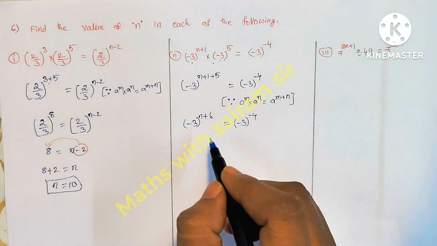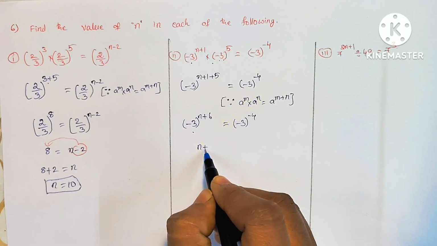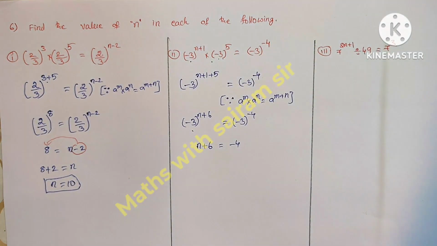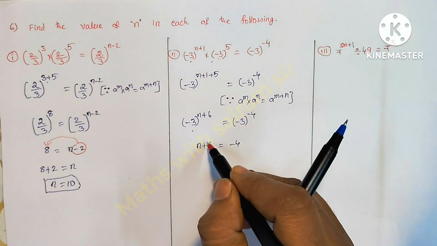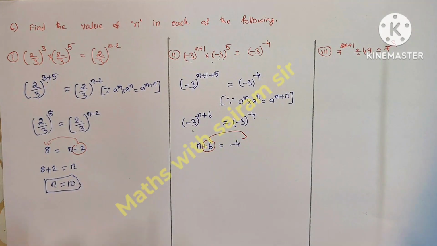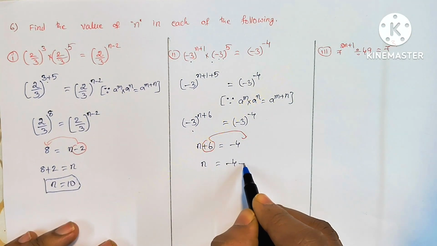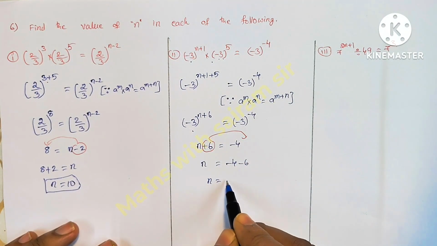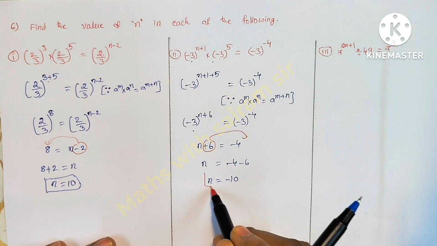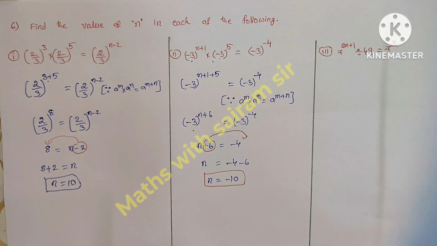Here also, as the bases are equal, we can equate the powers. From this we get n + 6 = -4, and transposing this plus 6 to the other side of the equation, it becomes a minus. So we get n = -4 - 6, that is n = -10. So what is the n value in the second one? That is n = -10.